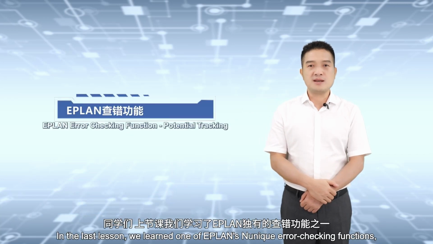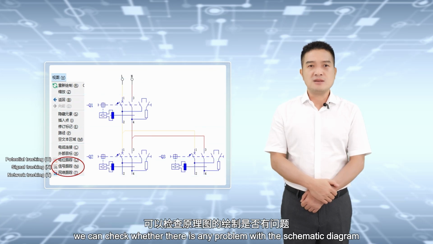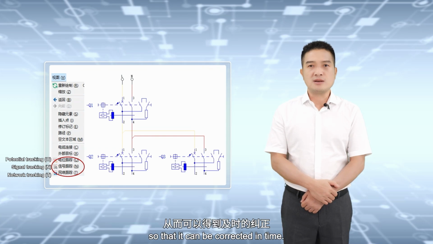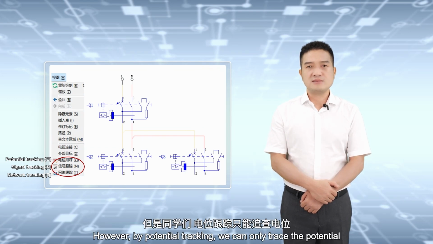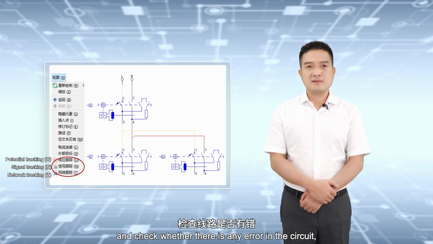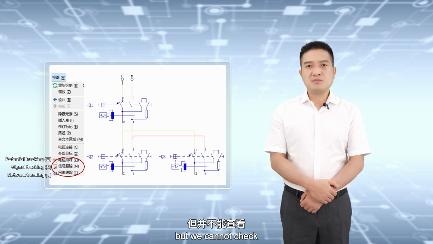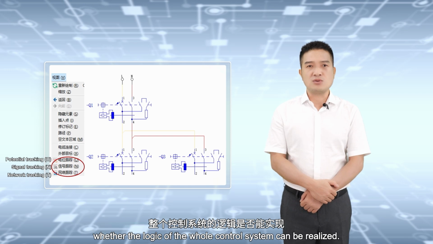In the last lesson, we learned one of E-Plan's unique error-checking functions, potential tracking. Through the function, we can check whether there is any problem with the schematic diagram so that it can be corrected in time. However, by potential tracking, we can only trace the potential and check whether there is any error in the circuit.